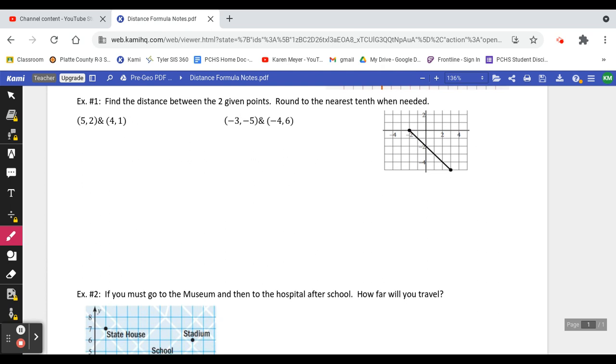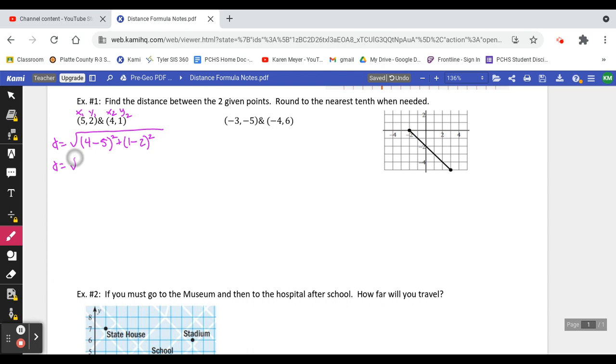So on example number 1, remember, in an ordered pair, x is first, y is second. So this would be x1, y1, x2, y2. So then when we set up the formula, little d equals the square root of x2. So that would be 4 minus x1, which is 5, quantity squared, plus y2, which is 1, minus y1, which is 2, quantity squared.